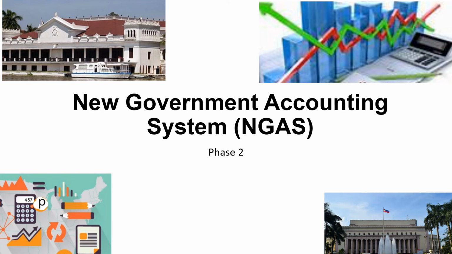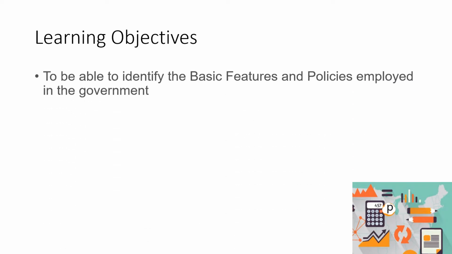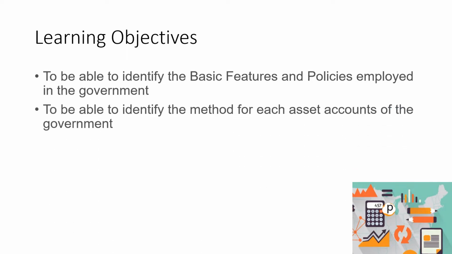Hello, good day. Our topic is a continuation of the New Government Accounting System 103. It's phase 2 because we will be tackling some of the features of the new Government Accounting System, or NGAS. So, let's proceed. Our learning objectives for this topic are, number 1, to be able to identify the basic features and policies employed in the government. Next, to be able to identify the methods for each asset account of the government. So, yun yung mga matututunan natin for this video.